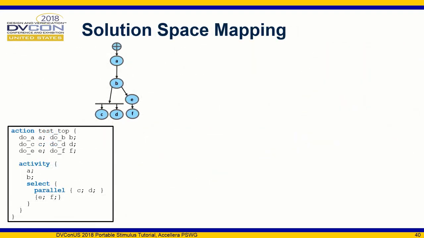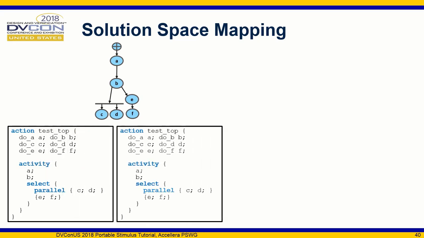So we start with a pretty straightforward model. I have a bunch of actions here, A, B, C, D, E, and F. And in my activity, I'm going to do A, then I'm going to do B, and then I'm going to select either C and D in parallel or E followed by F, right? So that's what this says. So that's my critical intent. That is pretty much a directed random test, right? Because we're going to pick either one of those two branches, but I've pretty much told it a lot of the things that can happen.